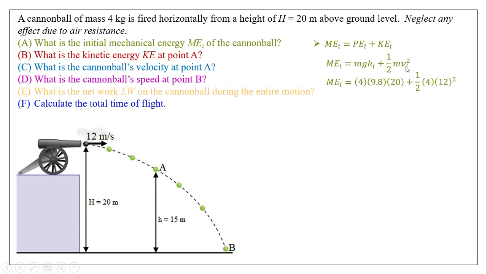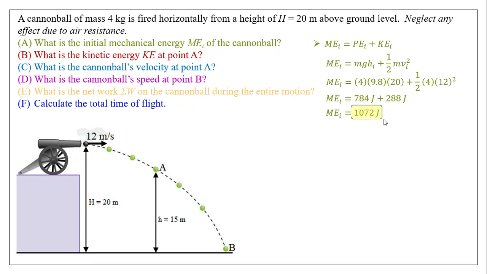And likewise, here v_i is 12 because it is written as v, the initial speed being 12, because speed is a scalar quantity. If you simplify all this on your calculator, 4 times 9.8 times 20 is 784. 1/2 times 4 is 2, and then 2 times 12 squared, which is 144, 144 times 2 is just 288. And if you sum that up, you should get about 1,072 joules, and that is the answer to part A.